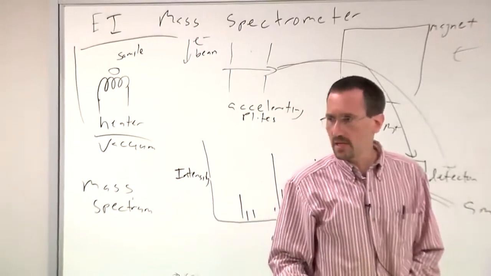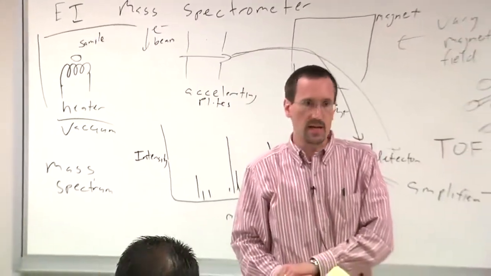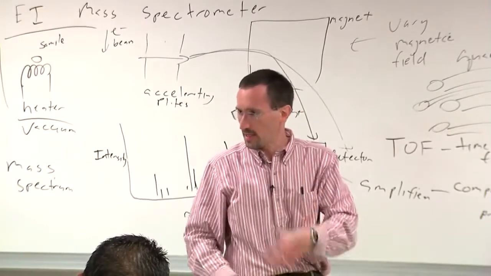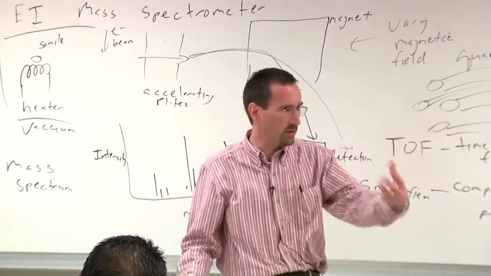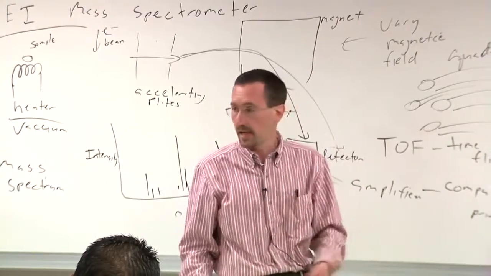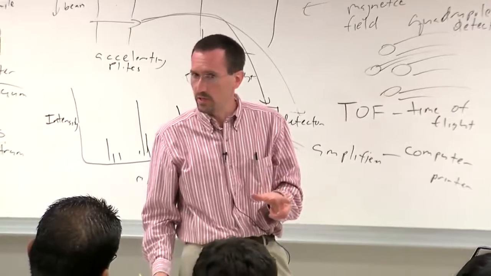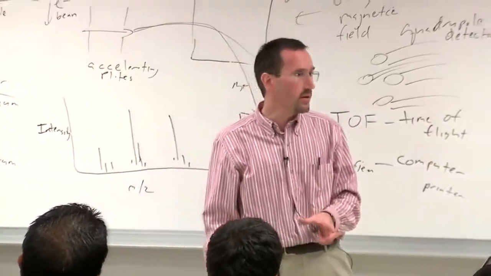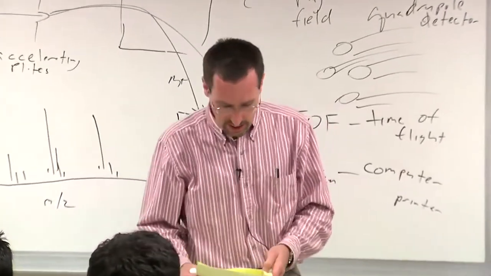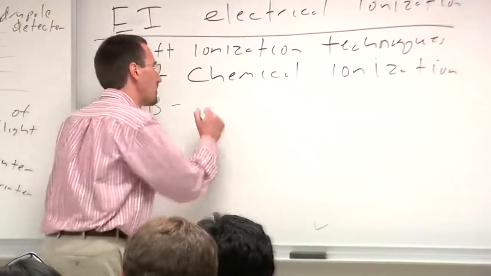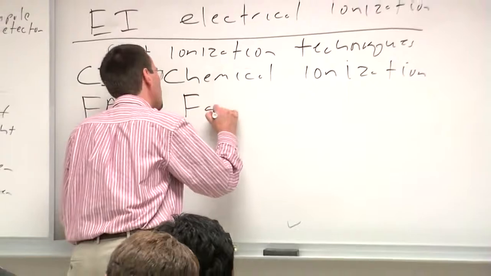As organic chemists and biomolecular chemists have become interested in bigger and bigger molecules, the targets of organic synthesis have gotten bigger. People are interested in proteins and nucleic acids and oligosaccharides. As the molecules have gotten bigger, the issue of ionization has become more important. Another technique that's been developed is called fast atom bombardment.